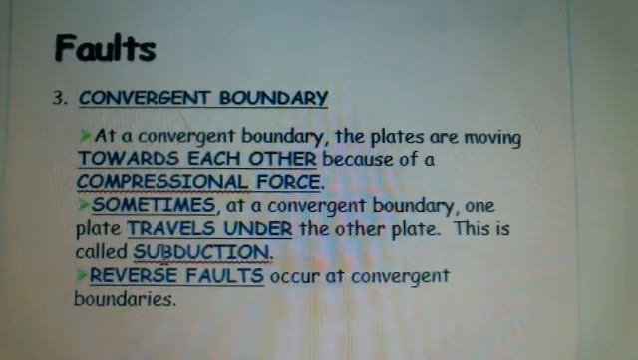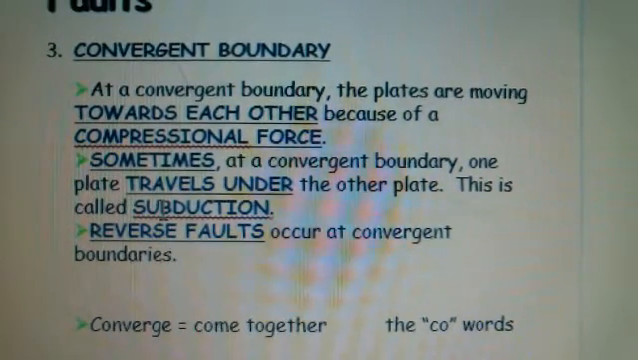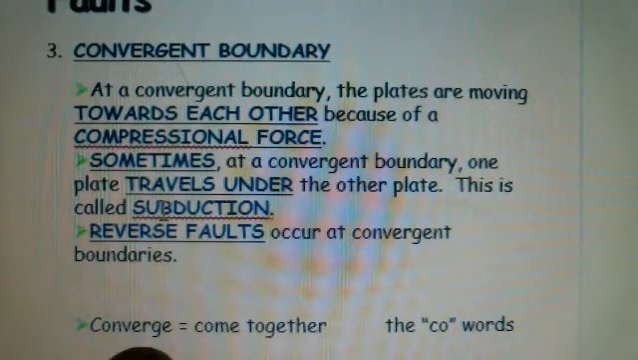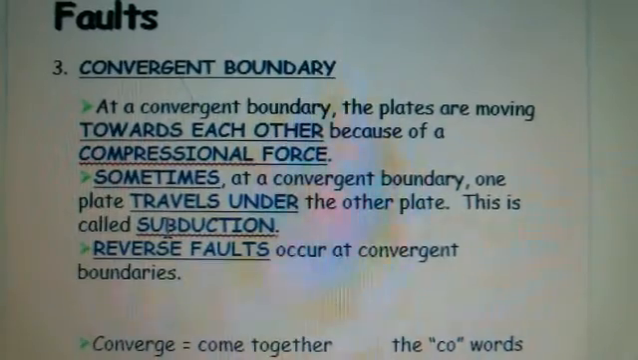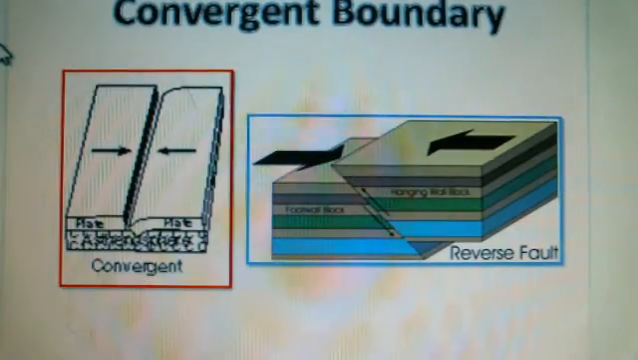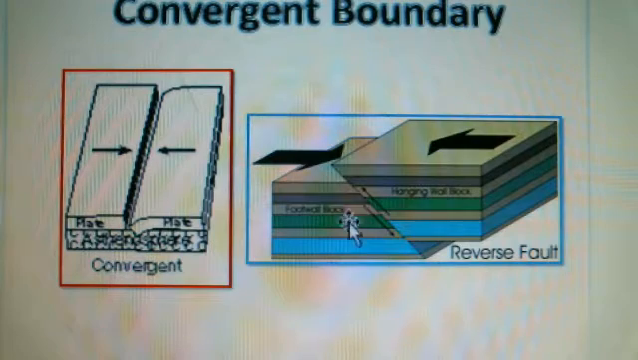To help you remember convergent and coming together, we have the C words down here at the bottom. Converge, come together, pressing together. And they look like this. In this case, we have the right-hand plate being pushed underneath, so that would be a subduction zone. And here we have another type of diagram to help explain the same thing.